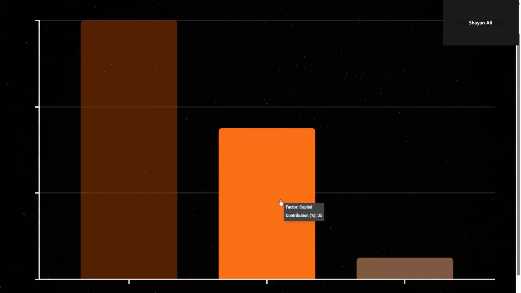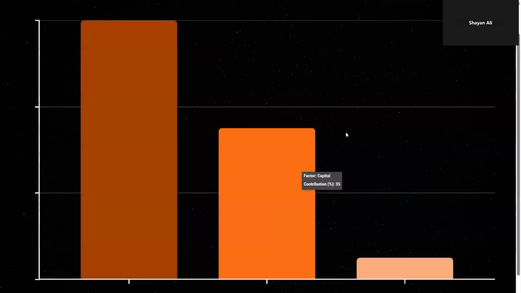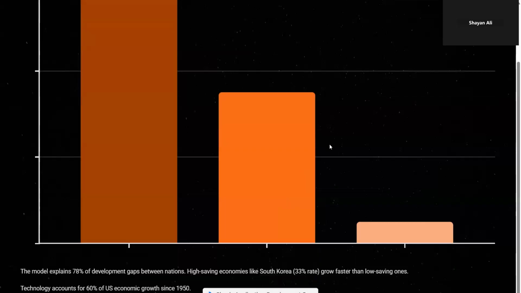They've had a 33% saving rate, which helped them grow faster than countries with lower saving rates. Now in the US, 60% of the economic growth since 1950 has come from, well, you guessed it, technology. That's the A in our equation. So both capital and technology matter a lot in the Solow model.